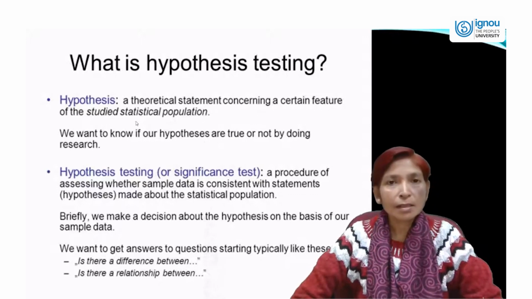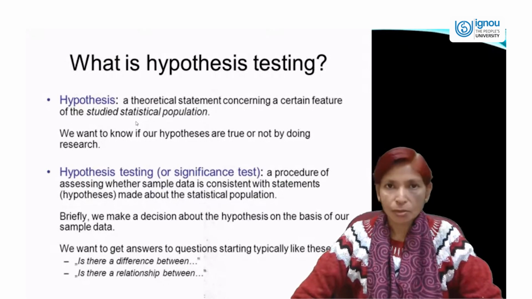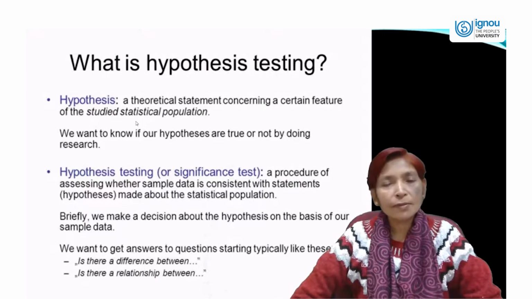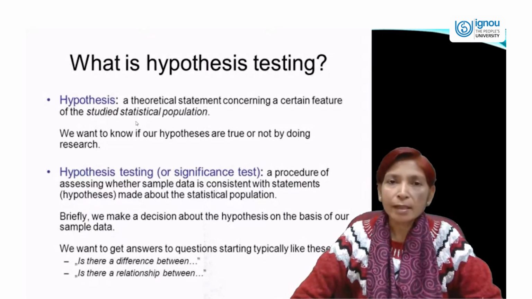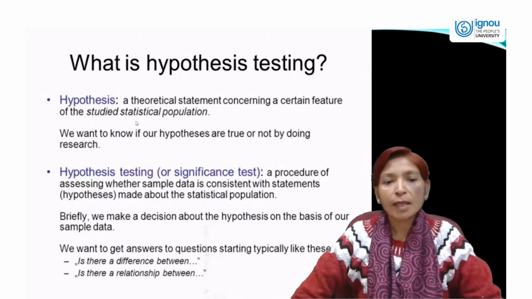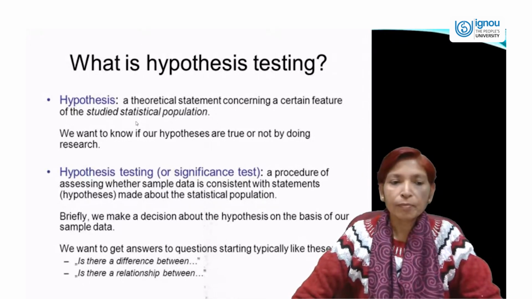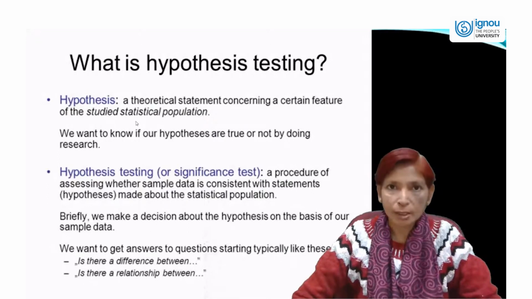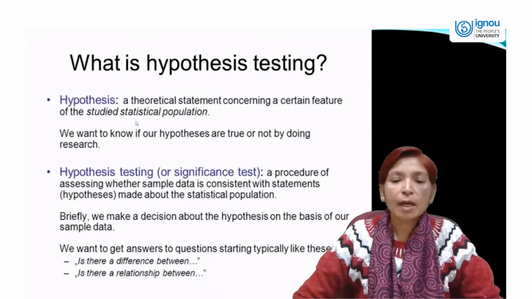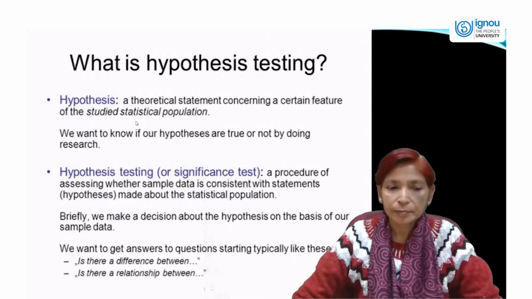Hypothesis testing tells us whether our hypothesis is true or not true. We can do hypothesis testing with the level of significance or confidence level. It's a procedure of assessing whether sample data is consistent with the hypothesis made about the statistical population. Briefly, we make a decision about the hypothesis on the basis of our sample data.